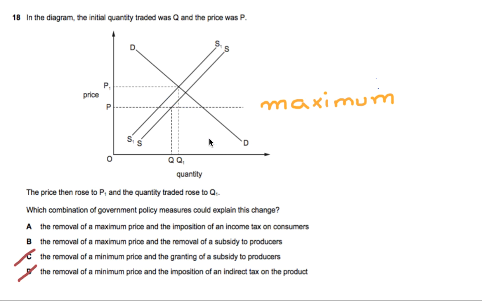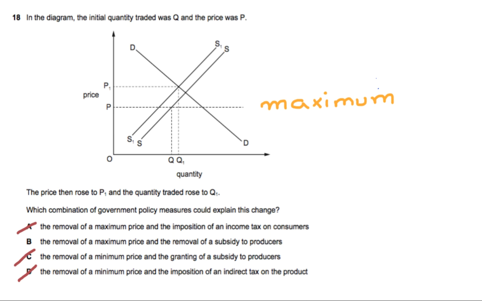But in this question, the demand curve stays the same, but the supply curve changes. So we know that option A is also incorrect. So we can cross out option A. So we know the correct option is option B, but just look at what it says. It says that the removal of a maximum price, we know this is correct because P was a maximum price, and then the removal of a subsidy to producers.